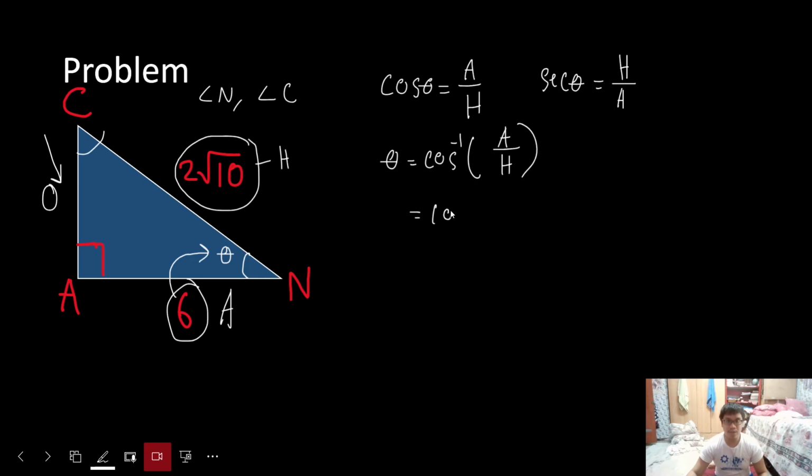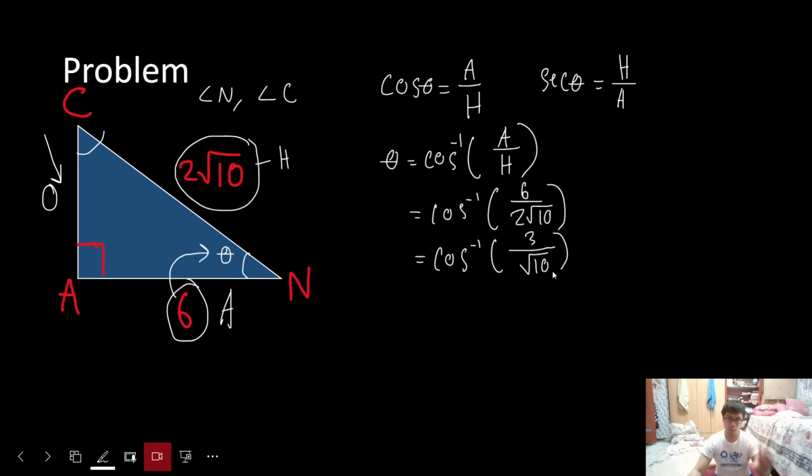What is your adjacent? Your adjacent is 6. Your hypotenuse is 2 square root of 10. 6 and 2 square root of 10 are both divisible by 2, so we can simplify them. 6 divided by 2 is 3, and 2 square root of 10 divided by 2 is square root of 10. We can stop right here if you want to, or we can still simplify that.